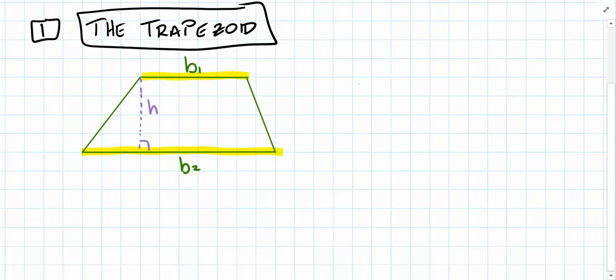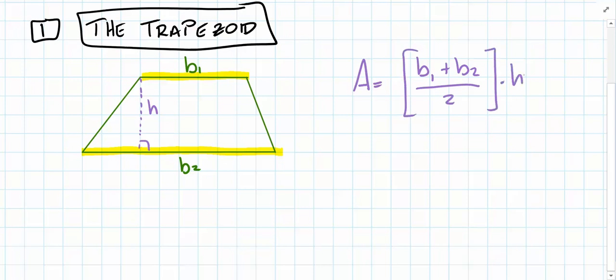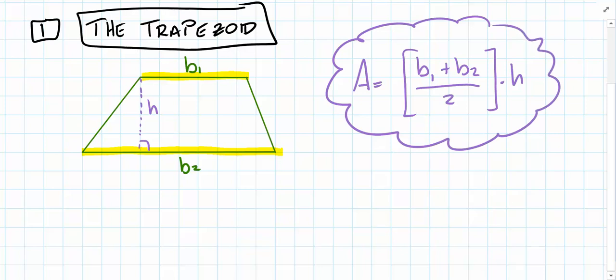Yes, very good. So the area of the trapezoid is going to be the average of the bases, base 1 plus base 2, divided by 2, and then multiplied by your height. Does anybody remember from a couple of lessons ago, what is this part here, base 1 plus base 2 divided by 2? There's a name for that thing. Remember this line right here?